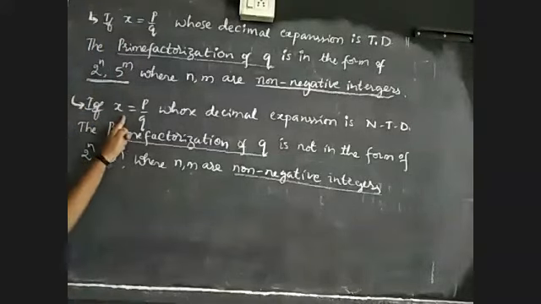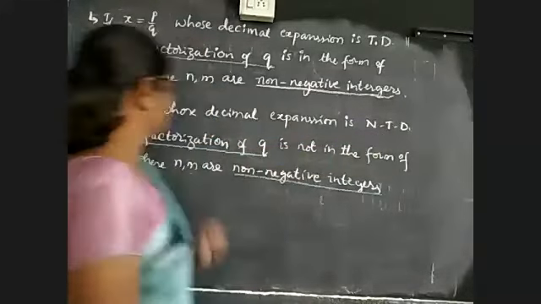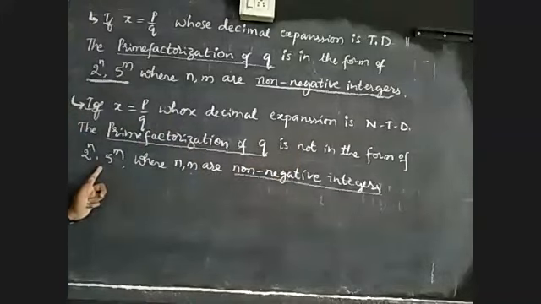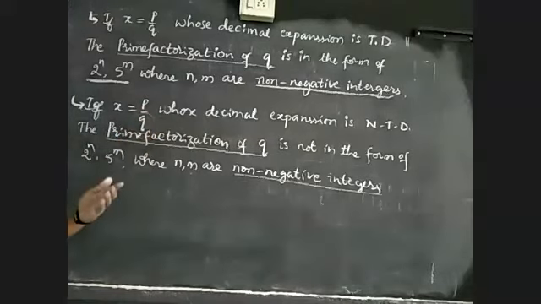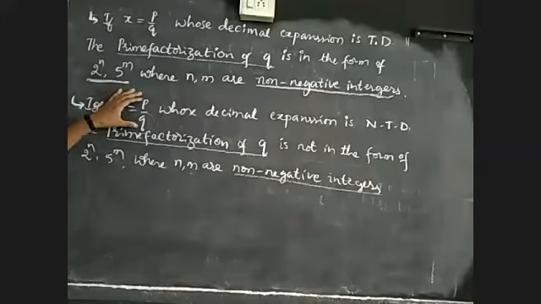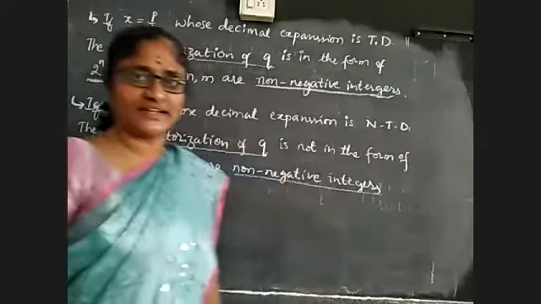If the given rational number's decimal expansion is non-terminating, the prime factorization of Q is not in the form of this. Not in the form of this means what? The prime factorization of Q contains, other than this 2 and 5, some other number as a prime factor. By that we can conclude that the given rational number's decimal expansion is non-terminating.